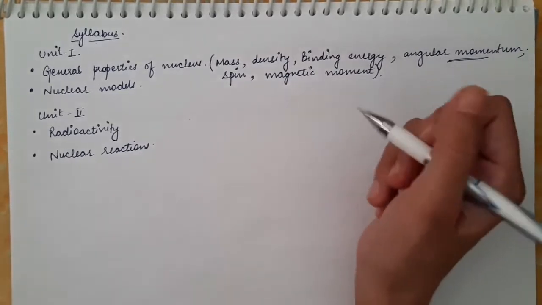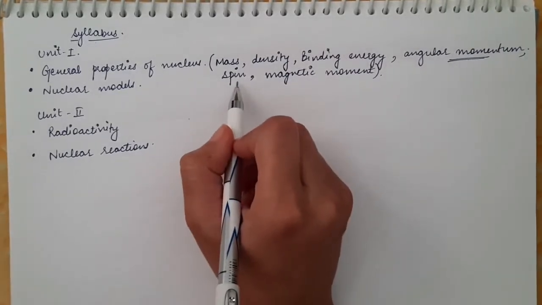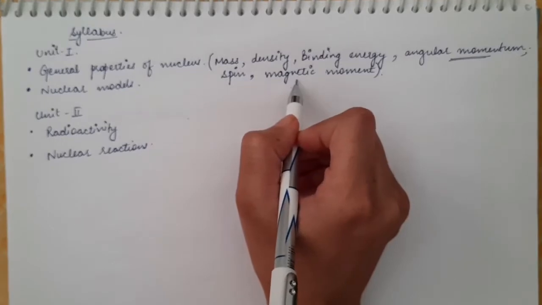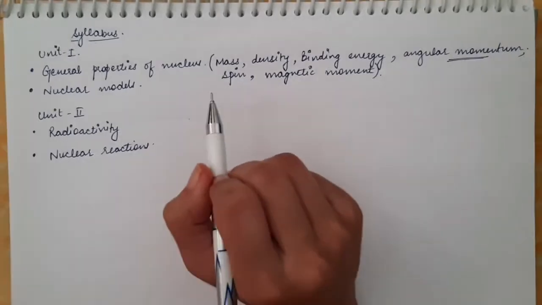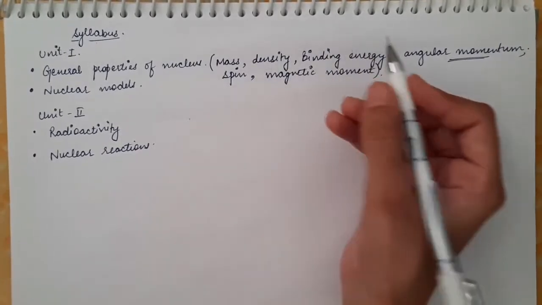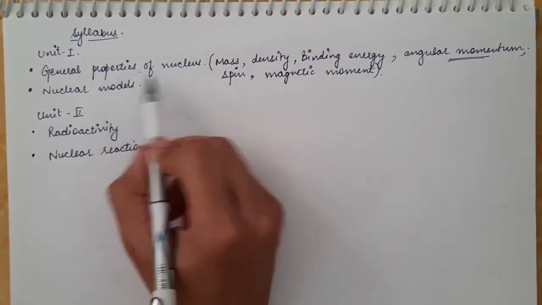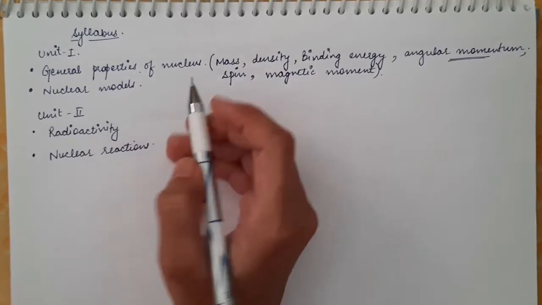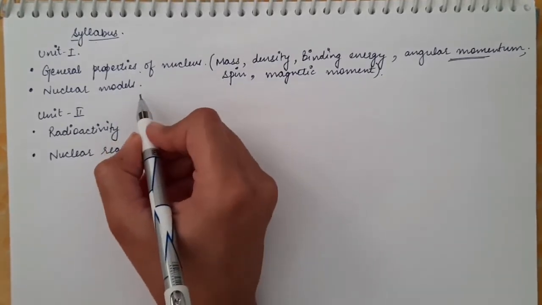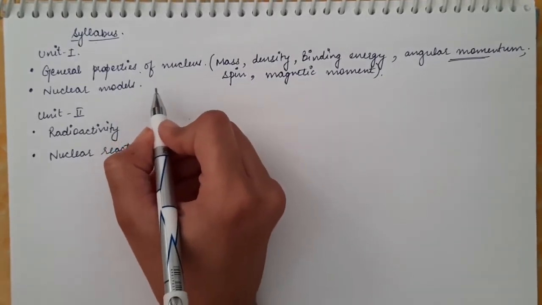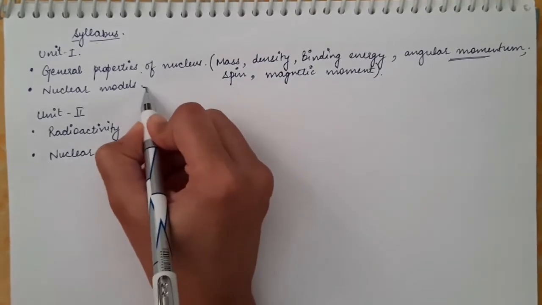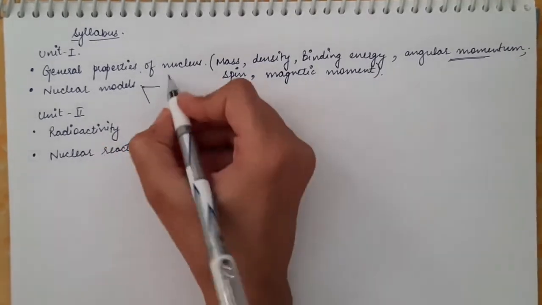If there is a spin for any charged particle, then obviously there will be a magnetic moment. So we will be calculating the magnetic moment for the nucleus. These topics we will be covering in the first part of Unit 1, general properties of the nucleus. And in the second part, we will be looking at the nuclear models. Now, what are nuclear models?